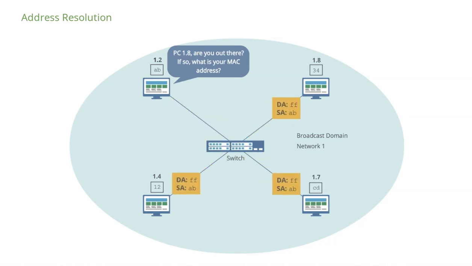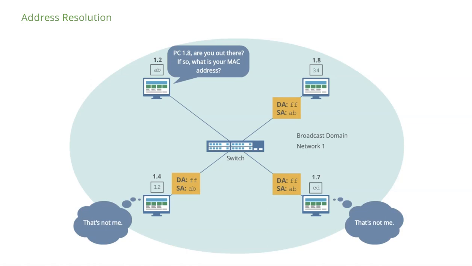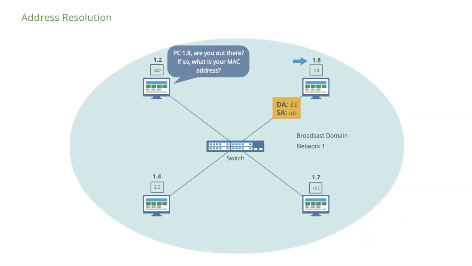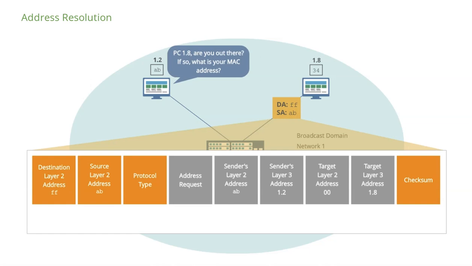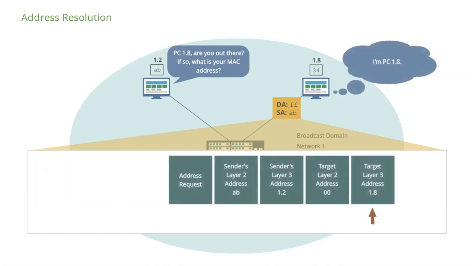All devices in the broadcast domain receive the broadcast frame and look to see if the request contains their Layer 3 address. Only the PC with the specific Layer 3 address in the request will respond. All the other PCs will ignore the request. In this case, PC 1.8 inspects the request and sees that it is the intended recipient. PC 1.8 creates a reply to let PC 1.2 know its MAC address.